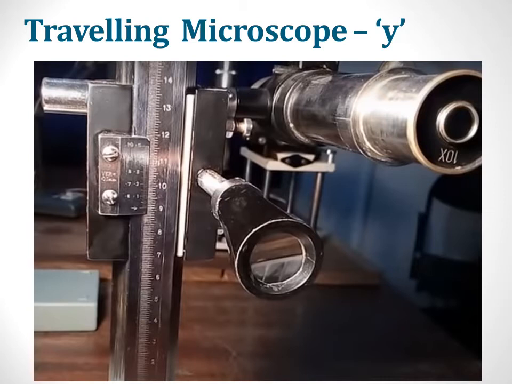The front view of the travelling microscope is shown here. It consists of a microscope whose eyepiece is seen here, and it is through this eyepiece we see the pin, and through this the exact position of the pin and its corresponding reading is taken from these two scales. This long scale is called as a main scale. It has readings calibrated as in a meter scale. This small scale seen here is called as the vernier scale. The sum of these two readings is what gives us the position of the pin.